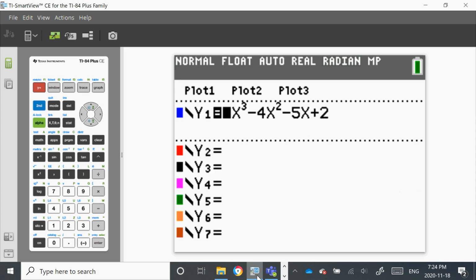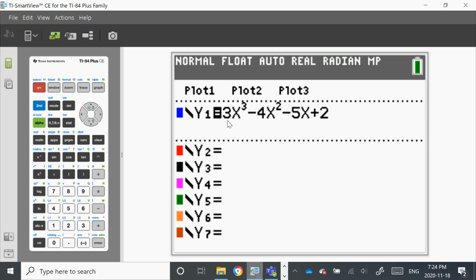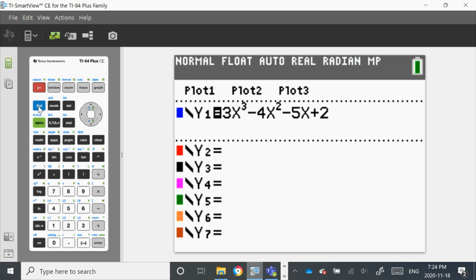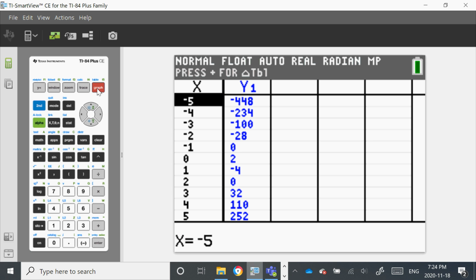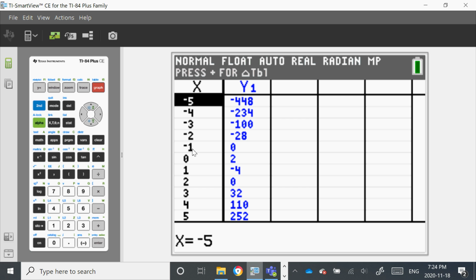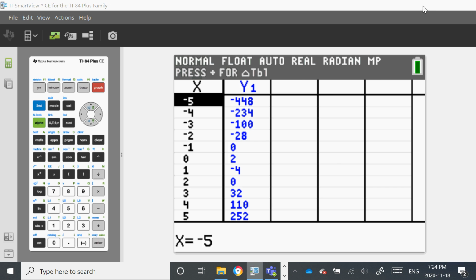If I go to my calculator here, in Y1 I have the polynomial function punched in, so 3x cubed minus 4x squared minus 5x plus 2. Then I always look at the table of values, so second function table. For this polynomial, I could right away see 2 of my zeros. One of my zeros is at -1, and the other zero, or x-intercept, is at 2. So I'm just going to write that down.